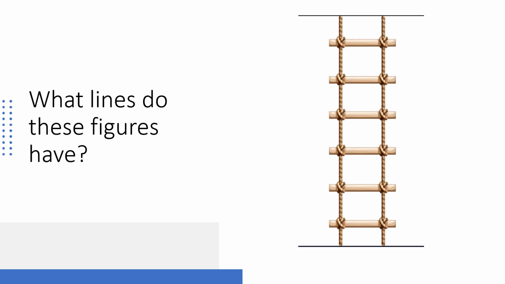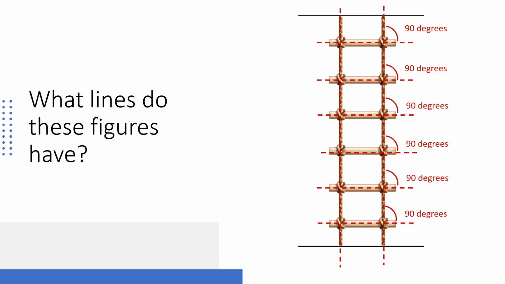What lines does the ladder have? Can you spot? There are the ropes, which are two sets of vertical parallel lines. The ladder rungs each are parallel lines as well. They do not meet each other. What about the angle between the rope and the rungs? They are all 90 degrees. So we can say a ladder is made up of parallel and perpendicular lines.